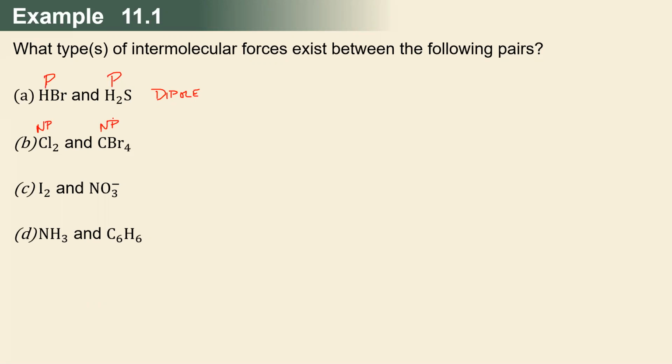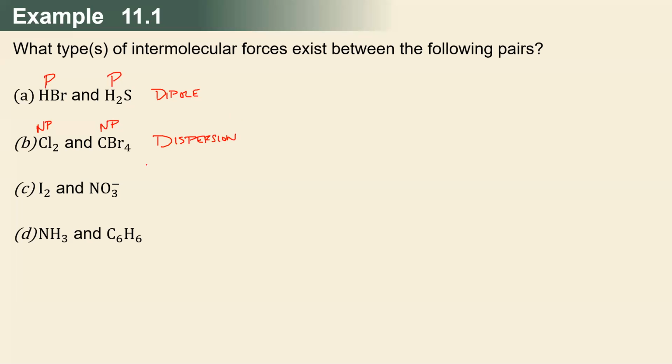Maybe you remember this trick from when we talked about molecular geometry in chapter 10. If you've got a central atom and all of the elements around it are the same and there are no lone pairs, then it's nonpolar. So between a nonpolar and a nonpolar, what kind of interactions are we going to have? Dispersion. Yeah, dispersion, van der Waals, however you want to say it. Like I said, there are lots of names for that one.